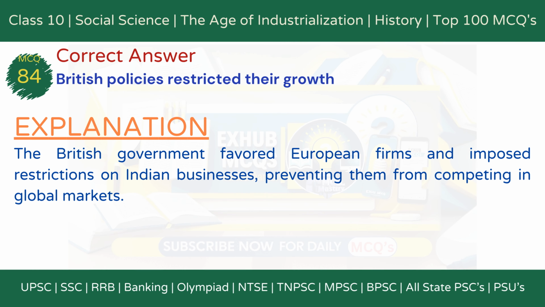The correct answer is option C. British policies restricted their growth. Explanation. The British government favored European firms and imposed restrictions on Indian businesses, preventing them from competing in global markets.